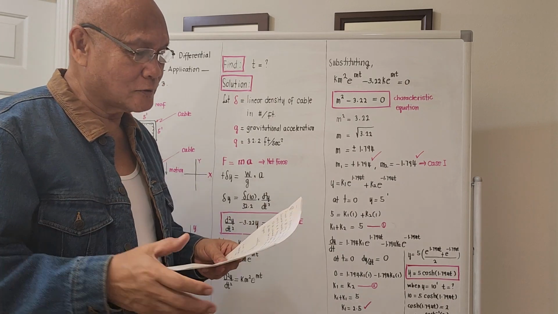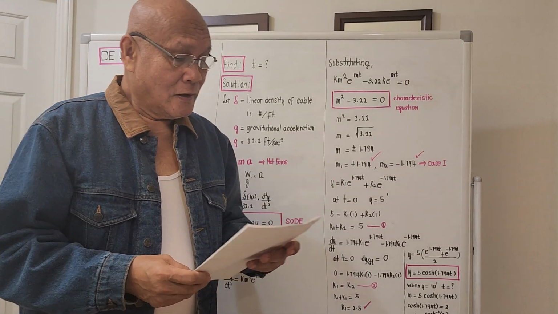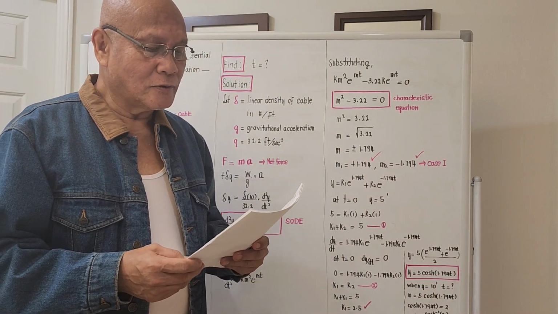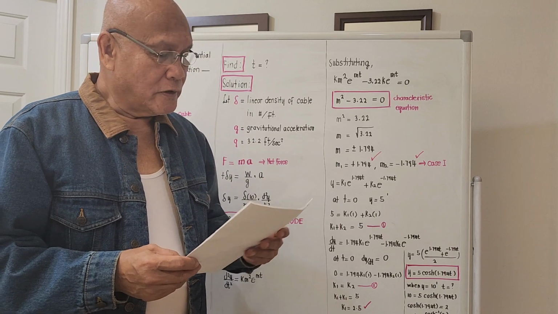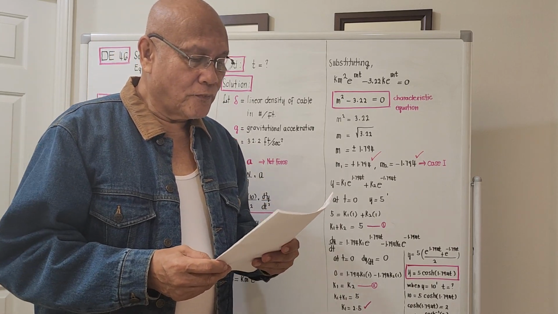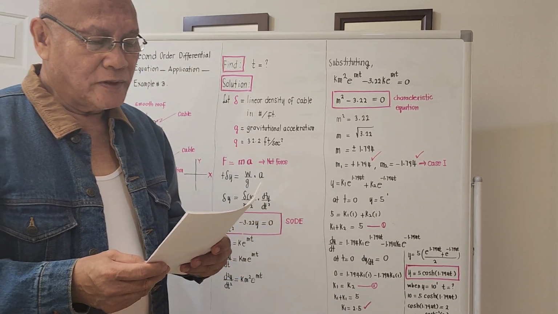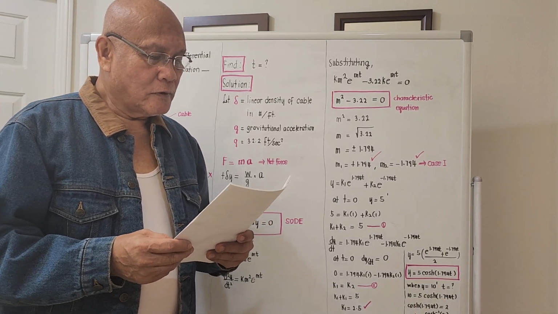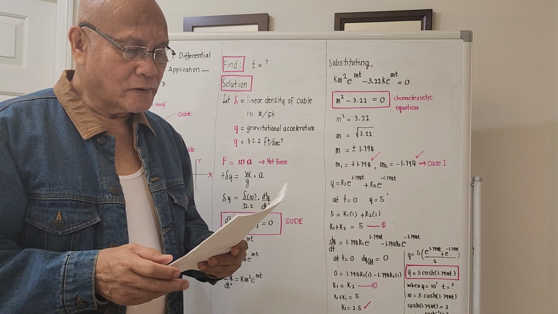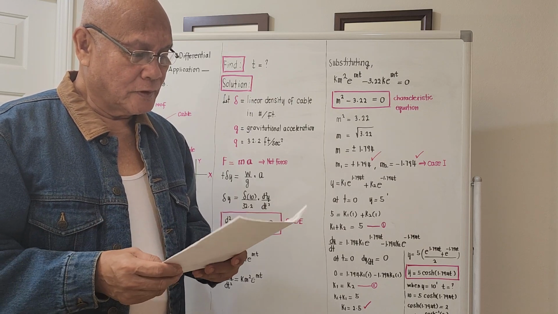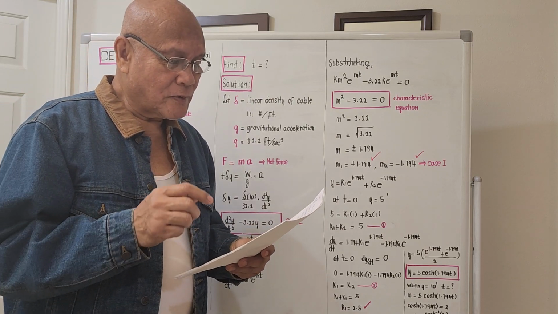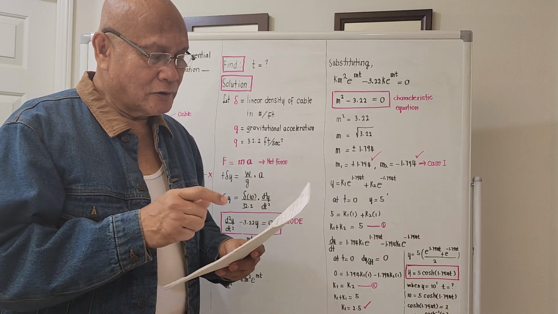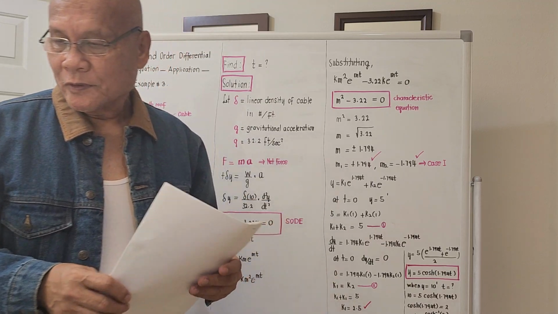Okay, I will try to read the problem. A cable 10 feet long has 5 feet of it on a horizontal smooth roof 15 feet above the ground, with 5 feet of it hanging over the edge of the roof. It is released from rest. How long would it take for it to slide off the roof?